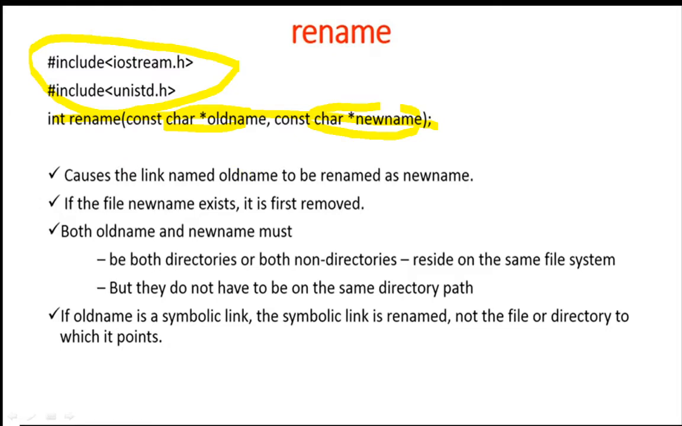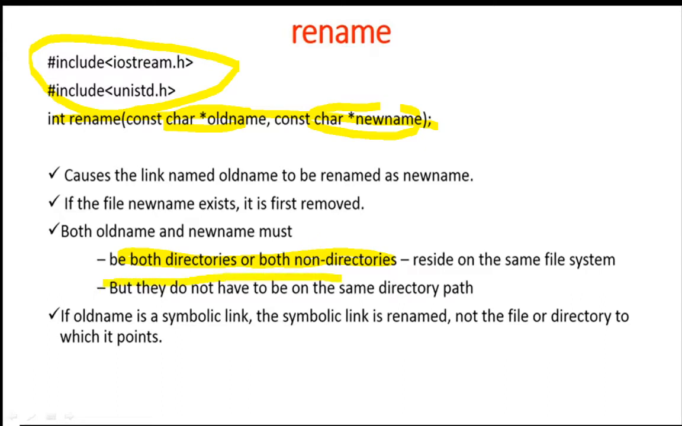The rename causes the link named old name to be renamed as the new name. If the file new name exists, it is first removed. Both old name and new name must satisfy the condition that they are both directories or both non-directories. Means both the files should be present in the same file system. One should not be a file and another a directory.